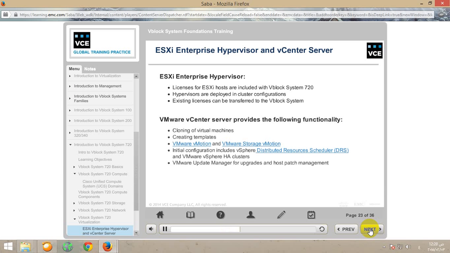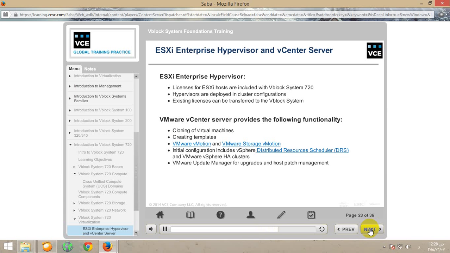VMware vCenter Server comes installed on the VBlock System 720 and provides functionality for cloning or copying virtual machines, as well as for creating templates that can be used to create duplicate virtual machines. It includes both VMware vMotion and VMware Storage vMotion. Click the links if you want to learn more about these.